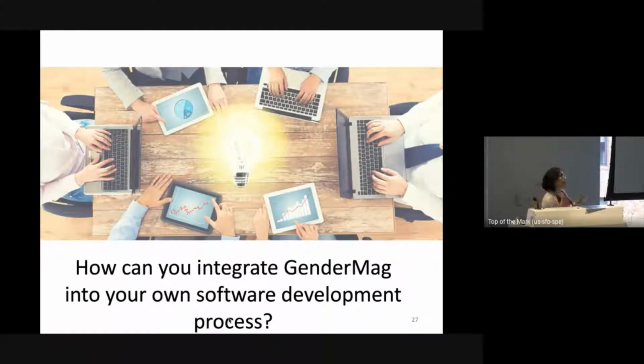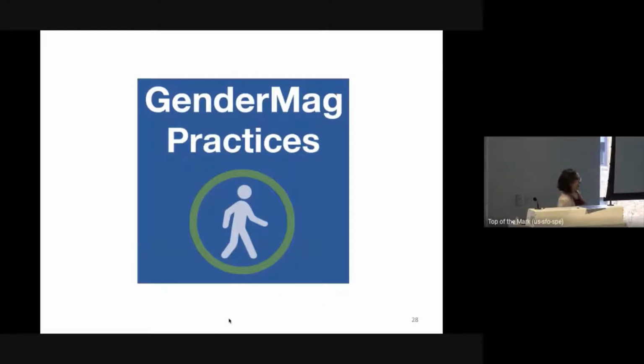So hopefully we have convinced you by now that it is important to debias your software. And you're asking, how can we do this? We love this thing, right? How can we integrate GenderMag into my own development process, my own teaching? Voila, we have answers.